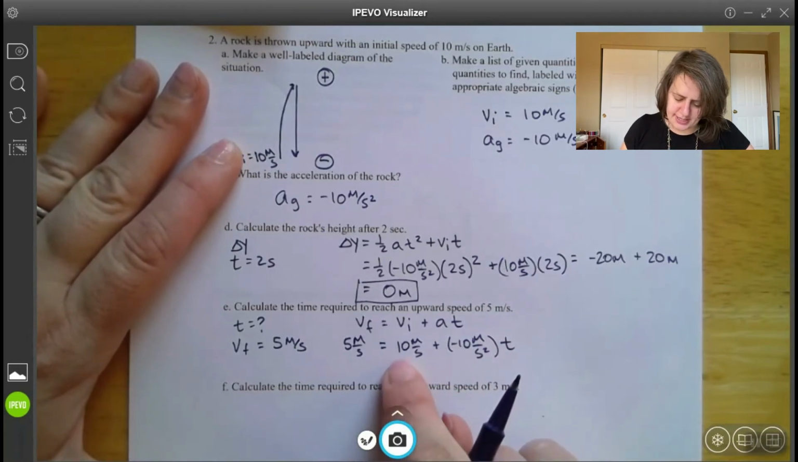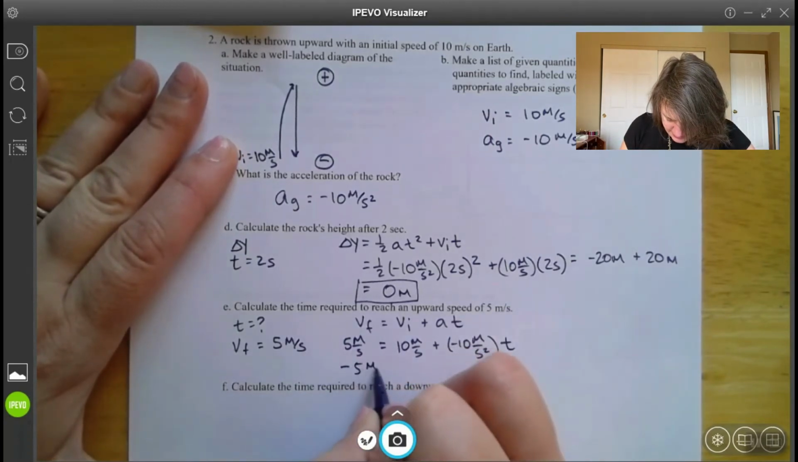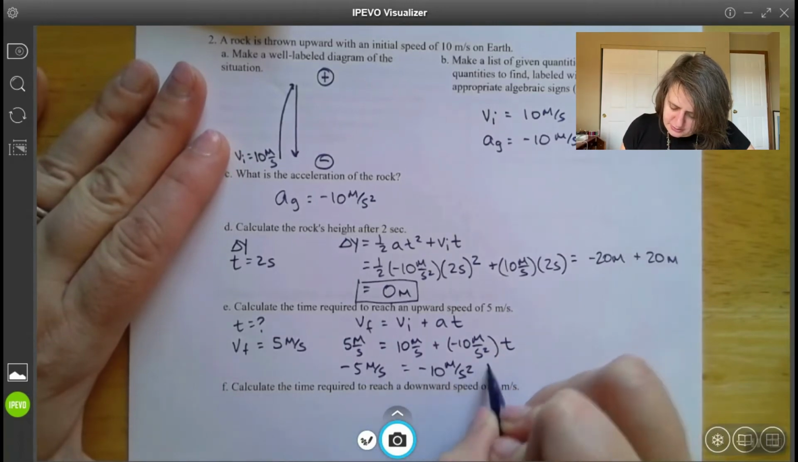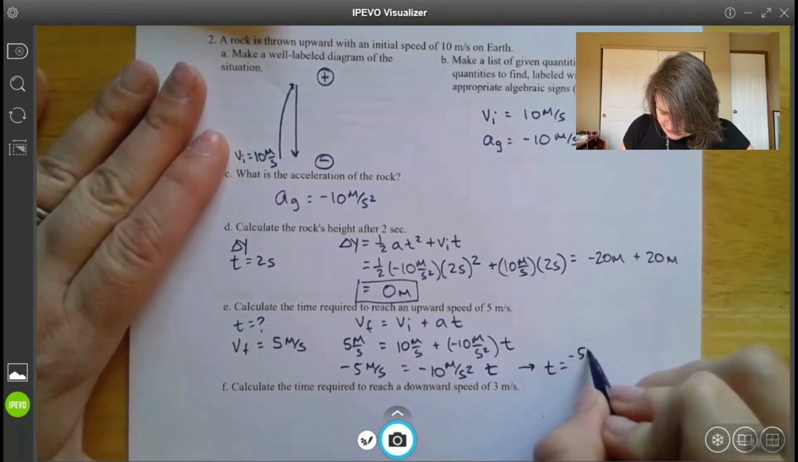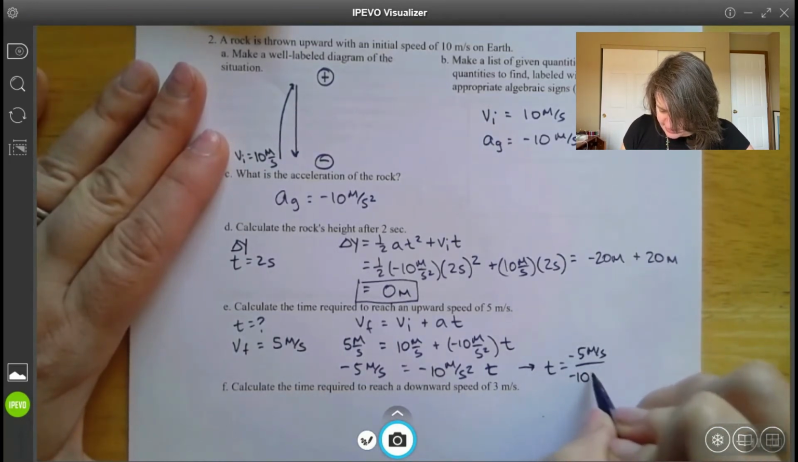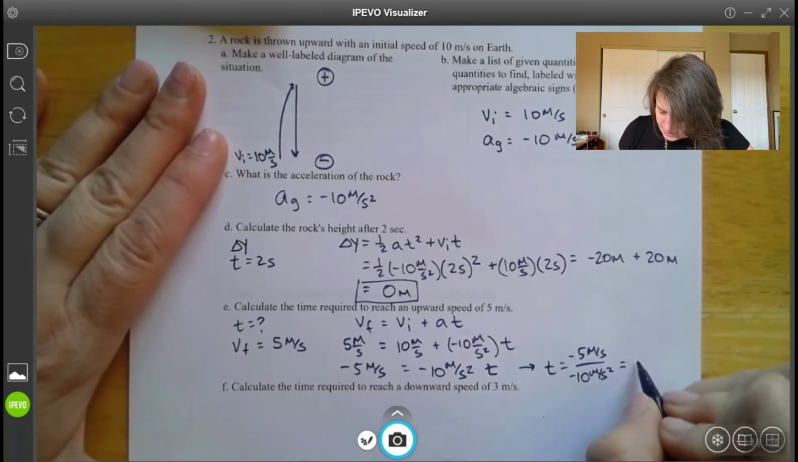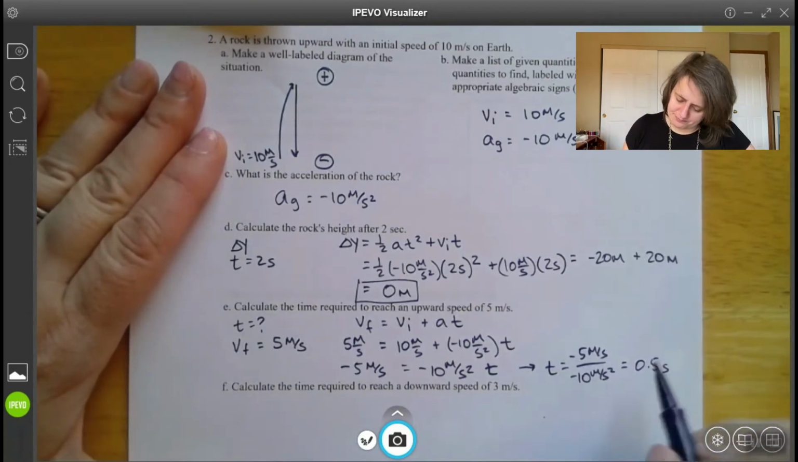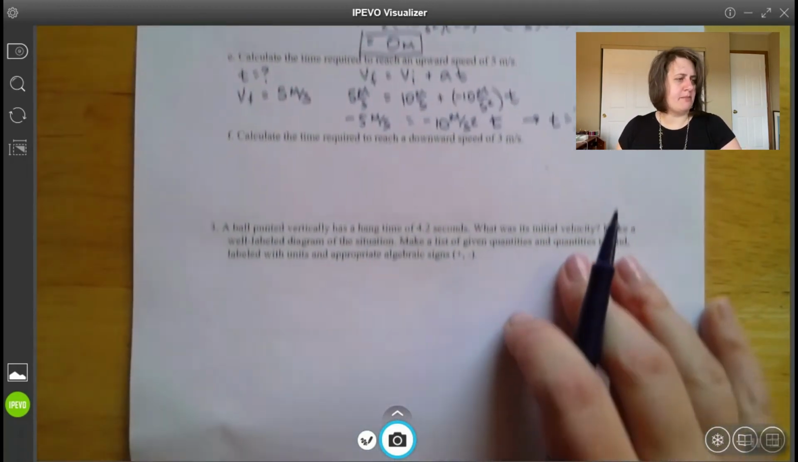So we're going to subtract 10 meters per second from both sides of this equation. So we have minus 5 meters per second equals minus 10 meters per second squared times time. So that time is minus 5 meters per second divided by minus 10 meters per second squared. So it only takes a half second for our object to lose half of its speed. All right, let's slide my paper up.